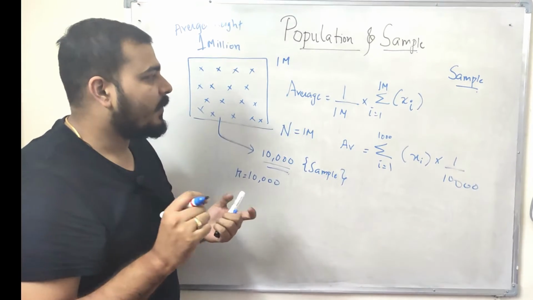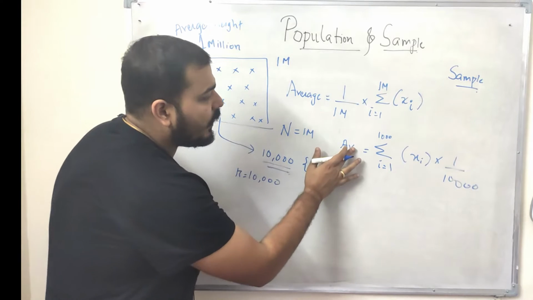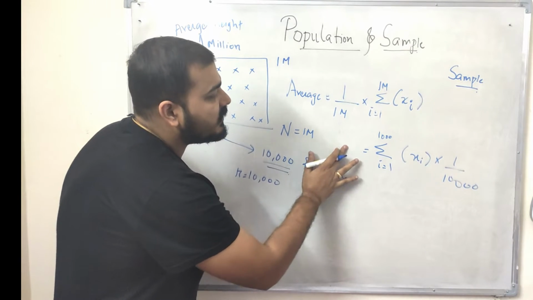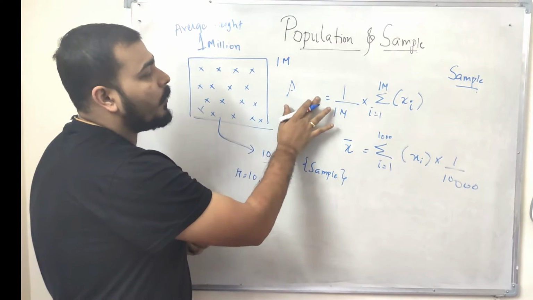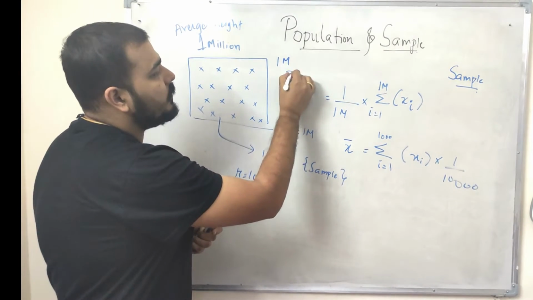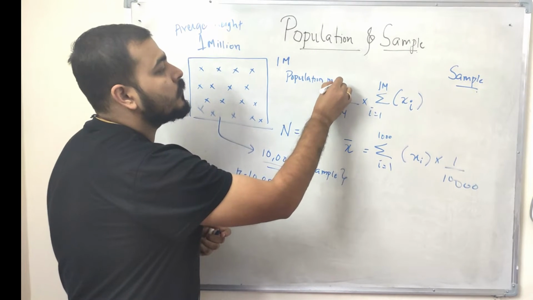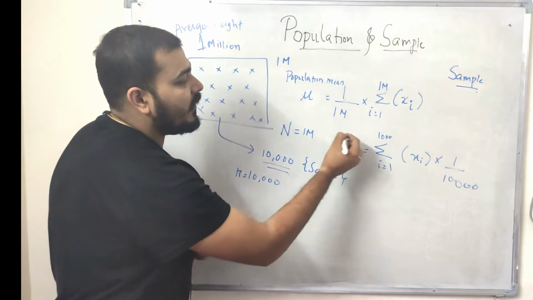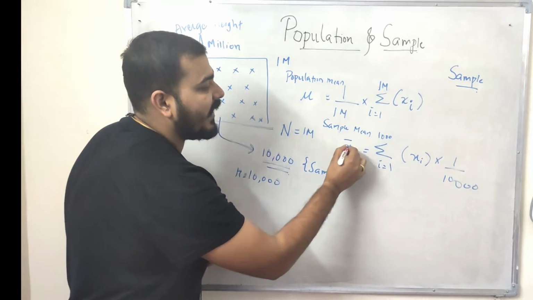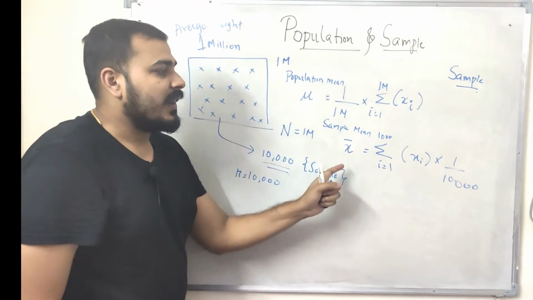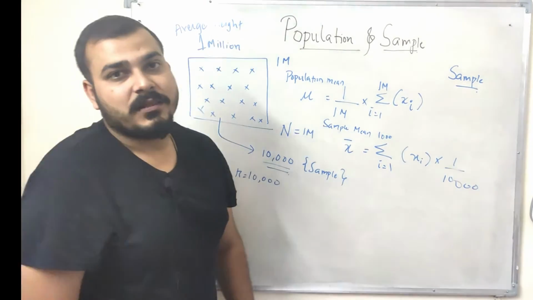I'll give a very good example where this population and sample are heavily used. And again, guys, when I want to find out this particular average, this is denoted by x bar, whereas the population mean is denoted by mu, and my sample mean is denoted by x bar. So this can be considered as x bar equal to the summation of i equal to 1 to 10,000 of x of i, divided by 10,000.